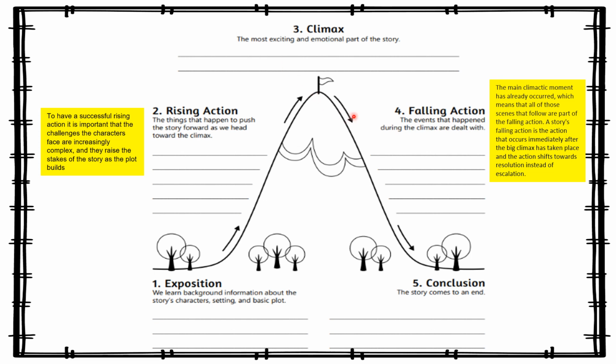Then we come to the falling action, and these are the events that happen right after the climax. So the main climactic moment has already occurred, which means that all of those scenes that follow are part of the falling action. A story's falling action is the action that occurs immediately after the big climax has taken place and the action shifts towards the resolution instead of escalation in the story. And finally, we come to the conclusion of the story.